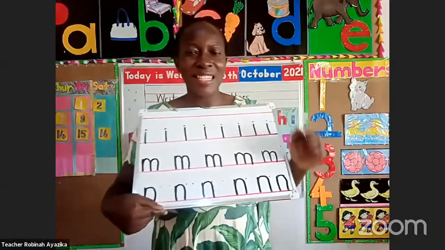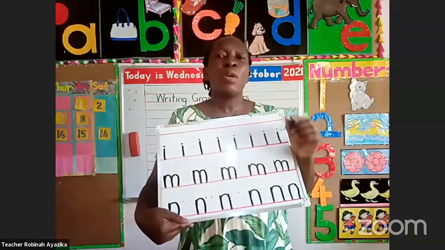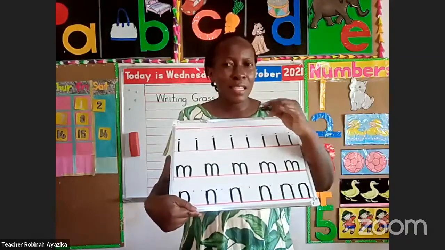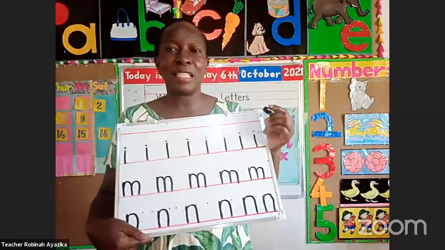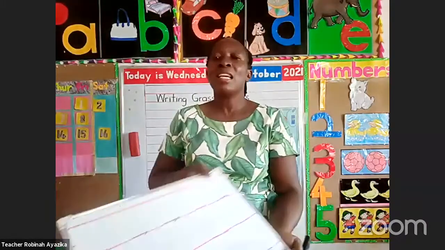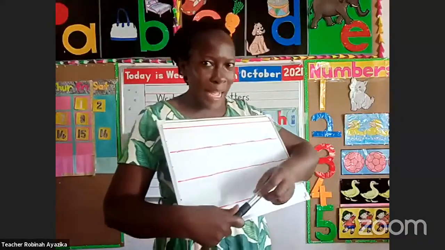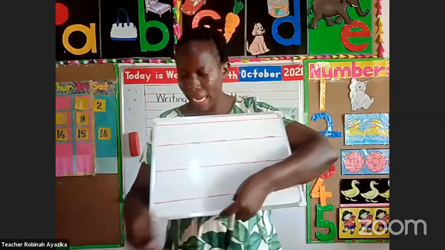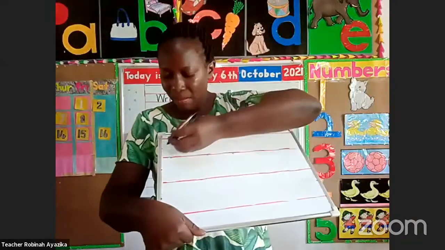Kisache, Trinity. Okay. Now we are going to write a word with only grass letters. And I think we have already practiced those letters. So we are going to write a word with only grass letters. And that word is man. Man begins with letter m.